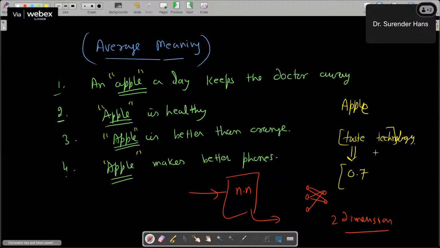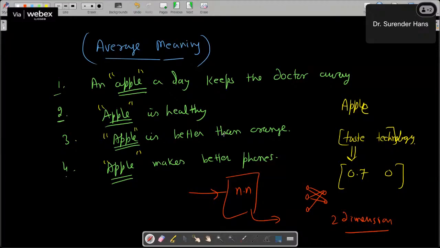Okay, and the technology component will be 0, because from this sentence the neural network will get to know this is a food item, and this first one, that is a taste, for this part, it will give a high value, 0.7, or it may be 0.8, let's say 0.7, and technology is 0.